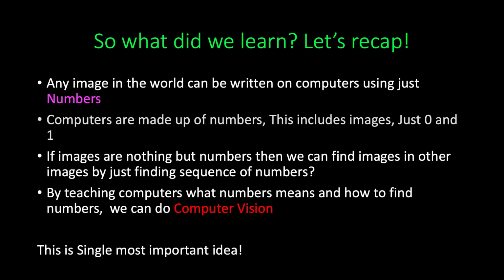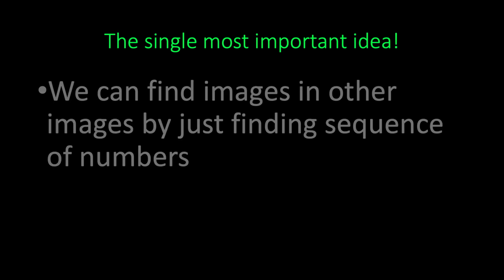Let's just recap. The single most important idea: we can find images in other images by just finding sequences of numbers. So the whole of computer vision, Tesla's self-driving car, Apple unlocking your iPhone, or Amazon doing grocery checkout, where you just walk in, walk out, is all computer vision. And all this stuff is happening by finding numbers in existing images. Can you believe that? The Tesla self-driving car is finding numbers on the road. What a crazy idea.